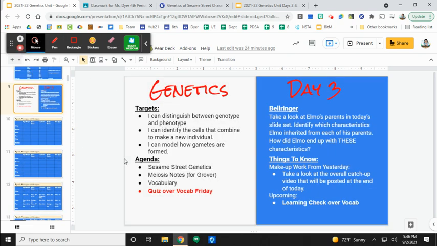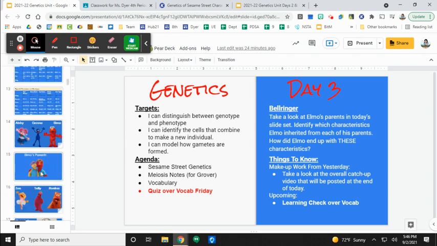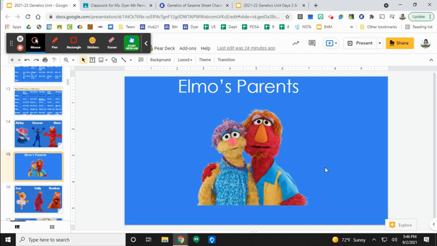Now that you've gotten all of that filled out, let's go back and look at the day 3 bell ringer. In class, this isn't the order that we did it, but I think it'll work for us as makeup. And I would like you to take a look at Elmo's parents. So Elmo's parents are right here.